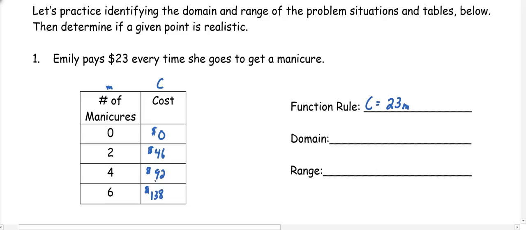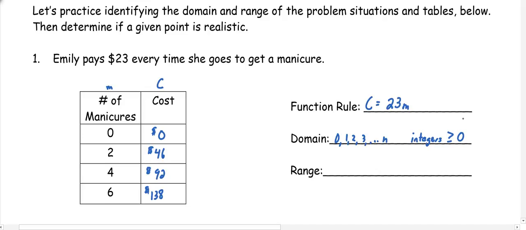So when we look at domain and range, we don't always just want to pay attention to the x. We need to use a little common sense. Can she get an odd number of manicures? Yes, because every time you're increasing your manicures by 1. So our domain here would be 0, 1, 2, 3, all the way to n, which remember another way we could say this is the integers, because we're not using any decimals, greater than or equal to 0.